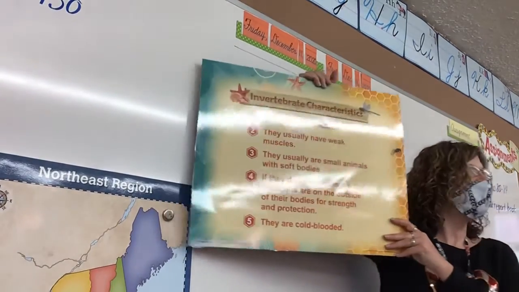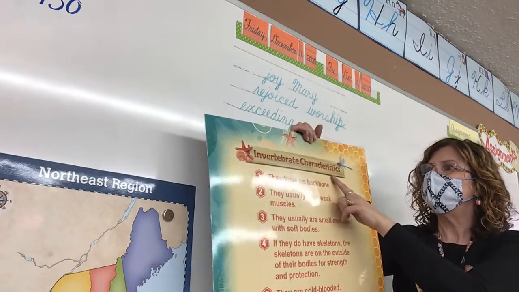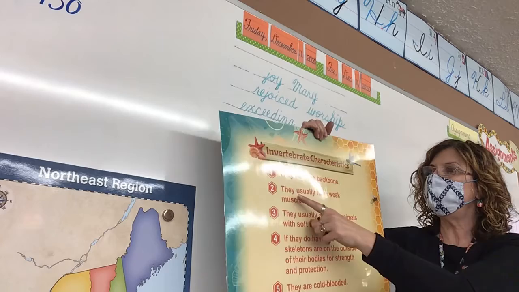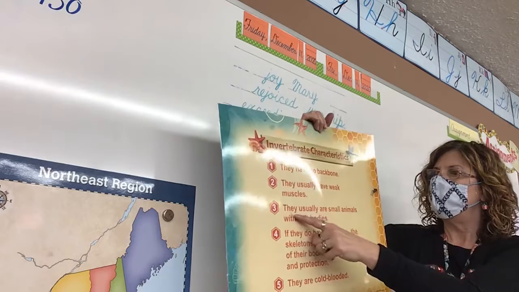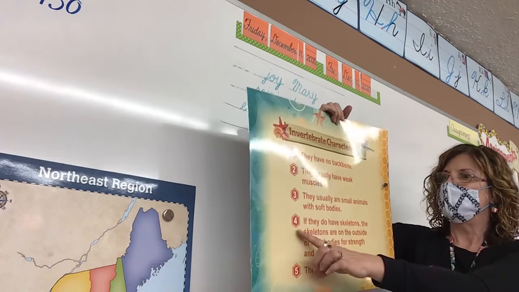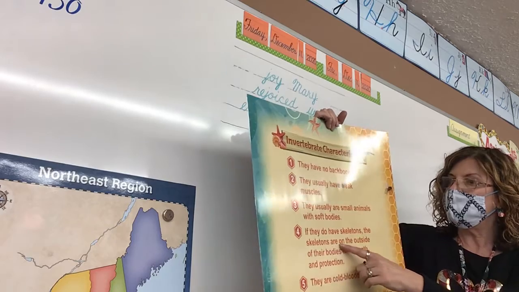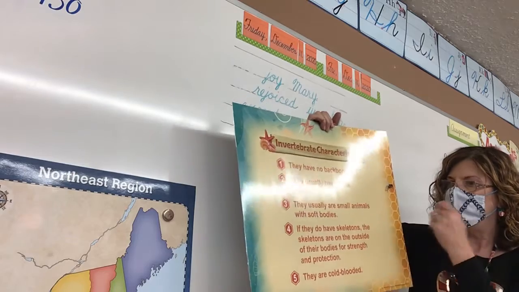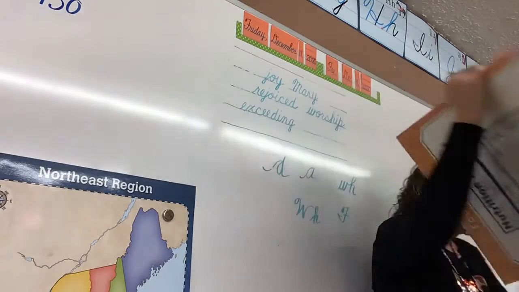Okay, so we're going to do this chart. These are the characteristics for invertebrates. Number one, they have no backbone. Number two, they usually have weak muscles. Number three, they usually are small animals with soft bodies. Number four, if they do have skeletons, the skeletons are on the outside of their bodies for strength and protection. And number five, they're cold-blooded. So these are the characteristics for your invertebrates.